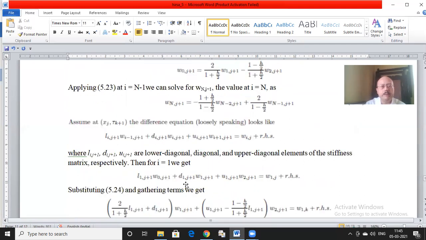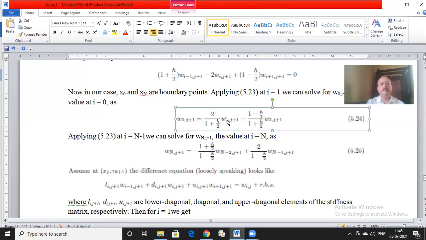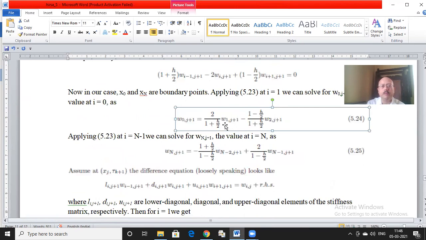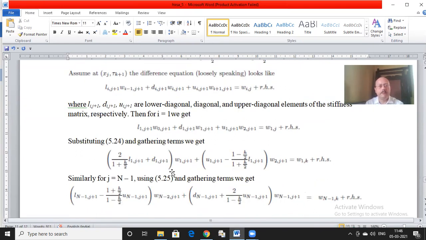Why do I need this? I need this because this first system of equations involves w0,j+1, and w0,j+1 we had to evaluate separately from the boundary conditions 5.24. So w0,j+1 has to be evaluated like this using 5.24, which is inserted here. So we substitute 5.24 and we gather terms because this will contribute to both w1,j+1 and w2,j+1 like that. So once we collect terms here, it will be an equation involving w1,j+1 with a changed coefficient and also w2,j+1 with an adjustment here. So these adjustments are coming from w0,j+1. So for the first slice, i equal to 1, we have this adjustment.